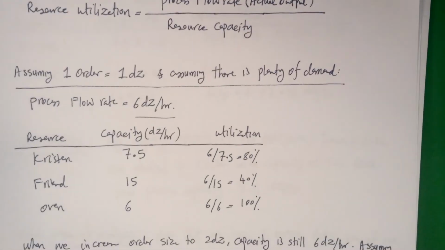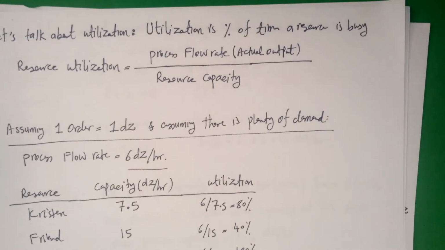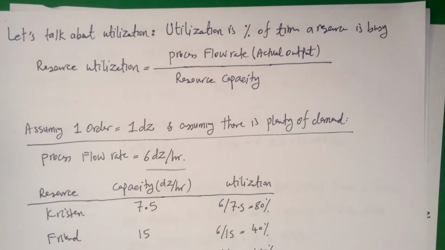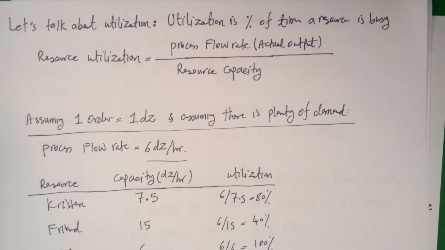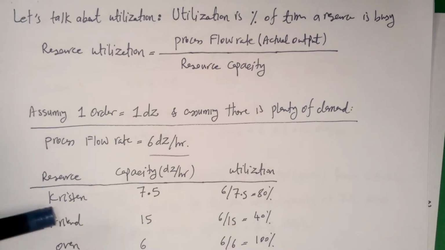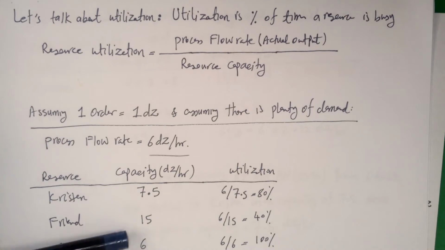Utilization is the percentage of time that your resource is busy working. All right. Assuming that we have only order sizes of 1 dozen, and you only have one oven, let's find utilization. And assuming that the process works at full capacity, meaning there's plenty of demand for it, Kristen's capacity is 7.5, Friend's capacity is 15, and Oven's capacity is 6. What is going to be the output of this process? Output of this process is going to be 6 dozens per hour.